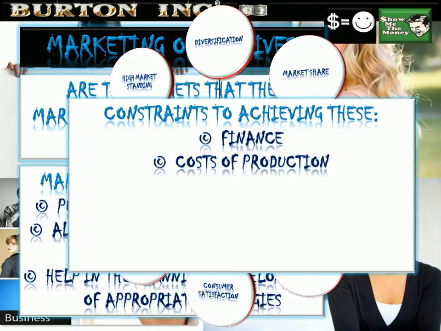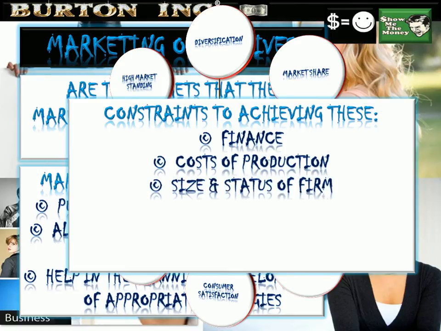Size and status of firm. Firms that do not have a high market standing might be unable to achieve their marketing objectives as they are relatively unknown. Time lags. Always a delay between an organization's marketing activities and expenditure before it has any impact on customers. So there could be short-term liquidity problems.